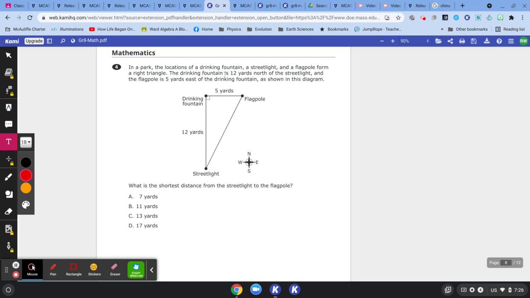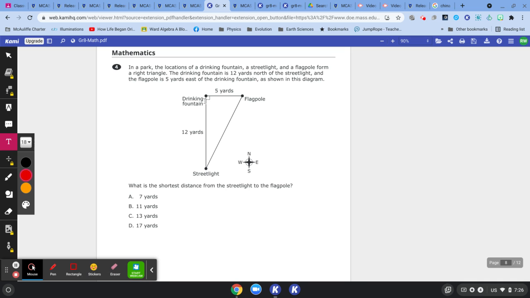Okay, the drinking fountain is 12 yards north of the street light. And the flagpole is 5 yards east, and that means we make a right angle here. So east of the drinking fountain, as shown in the diagram. And the question we're asked is, what's the shortest distance from the street light to the flagpole?